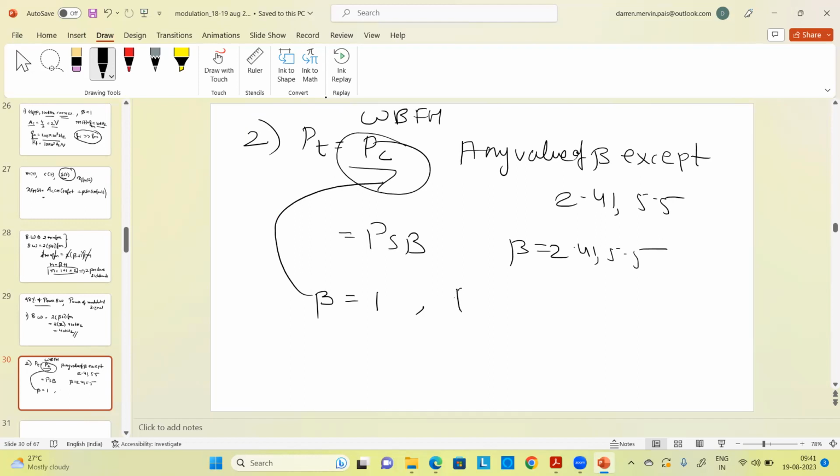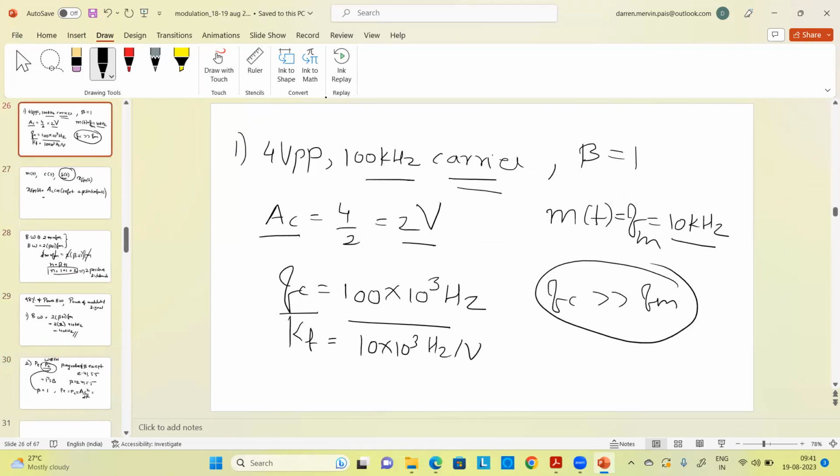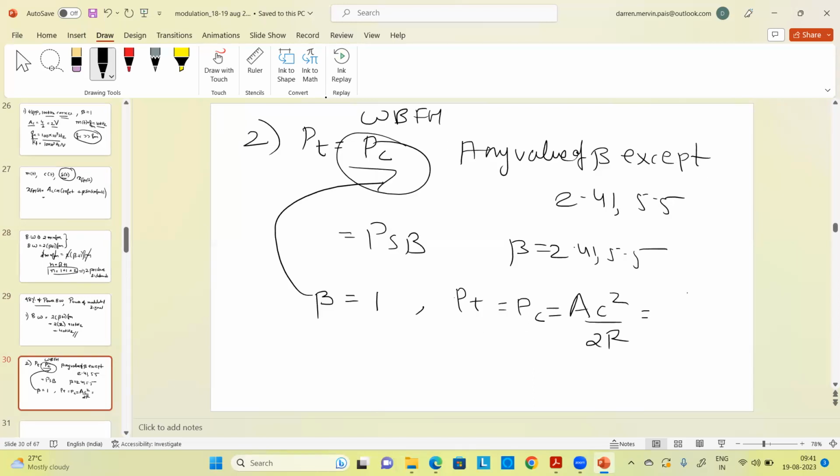So PT is equal to PC. PC is always given, I told you, as AC square by 2R. What is the value of AC? 2 volts, amplitude 2. So 2 square upon 2, nothing is given for R, so we can assume it as 1. Hence, it is 2.